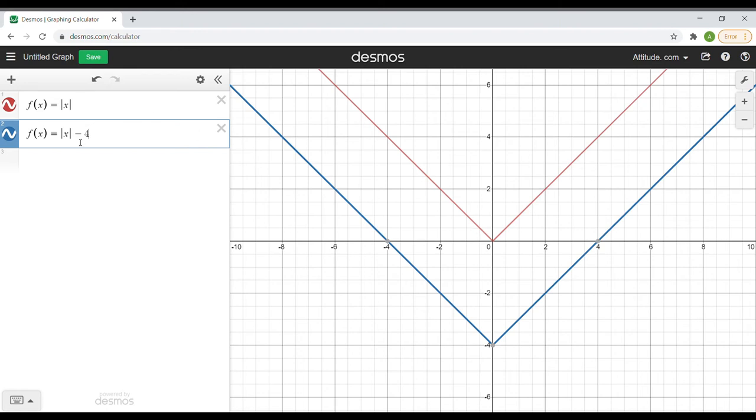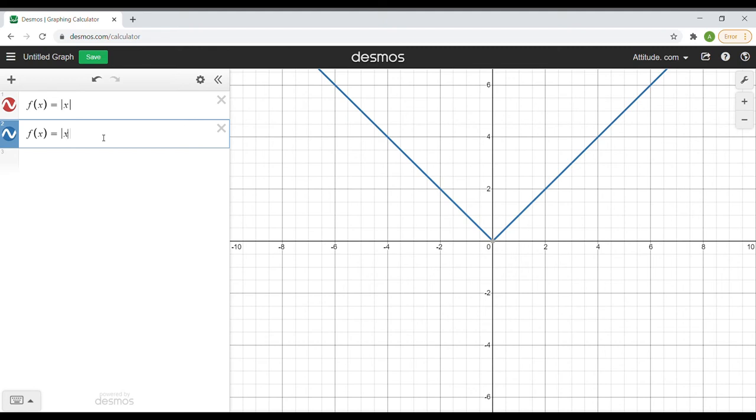Now what happens if we add internally, not externally, inside the modulus? Let's take modulus of x plus 2, alright? So modulus of x plus 2. Now what happened? There is just a shift from 0 to minus 2, that is to the left side, not upwards, not downwards, just the left side. When we added externally, it moved upwards. When we add internally in the modulus, it shifts from the origin to the left side, right?